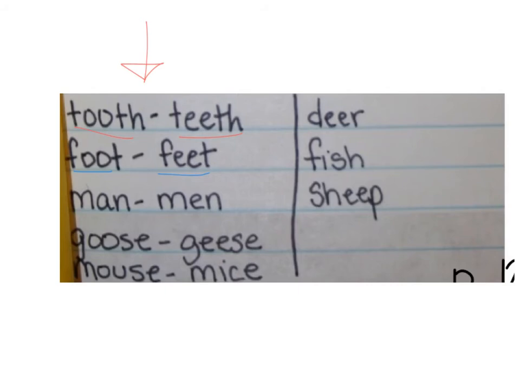Now that you have those words copied down, let's look at the words on the right side. So the words over here now. These words don't change between singular and plural. So you could say, I have 1 deer, or there are 2 deer. 1 fish, 2 fish, 1 sheep, 2 sheep. The word does not change.